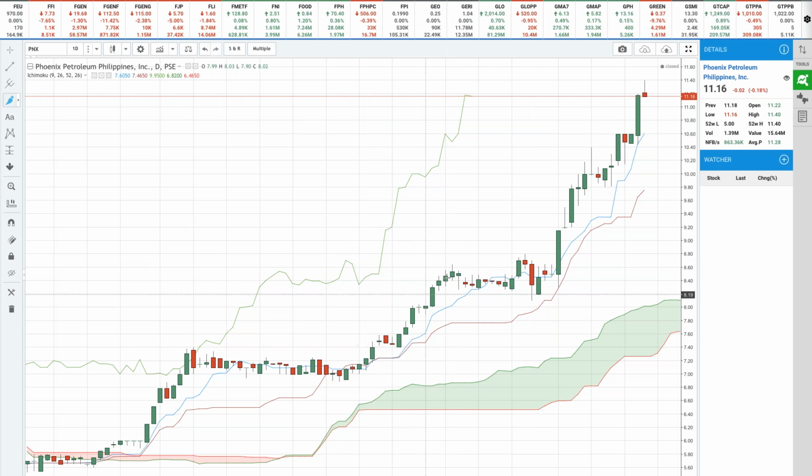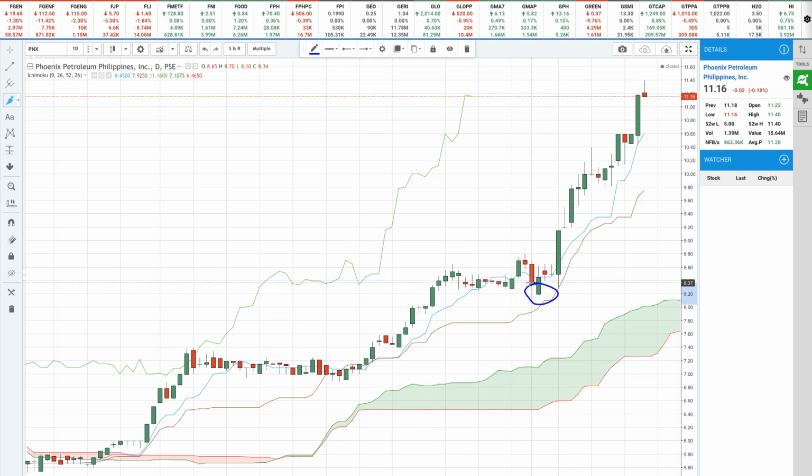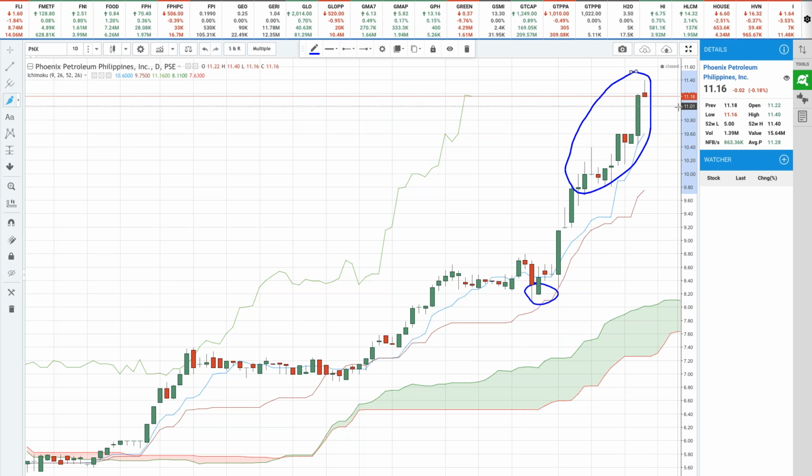Don't just enter any position here. You want price to go to the Kijun-sen. So you have 8 pesos as your entry level, price goes up. You can't just enter in any position here. You have to wait for price to go back to the Kijun-sen, because you're a position trader, right? Now, if you're a momentum trader, that's a different story.